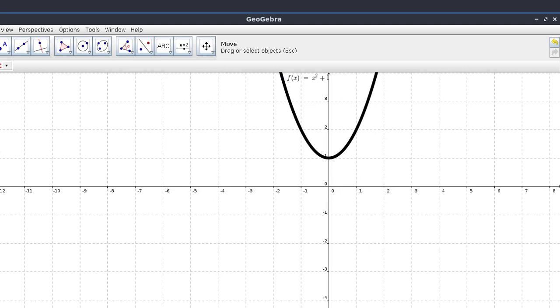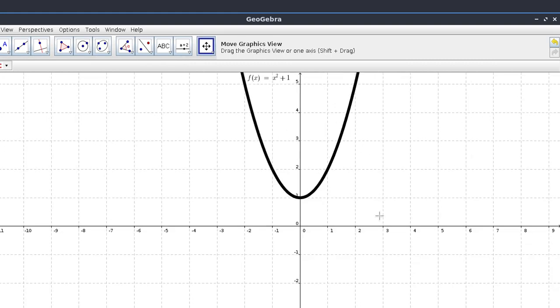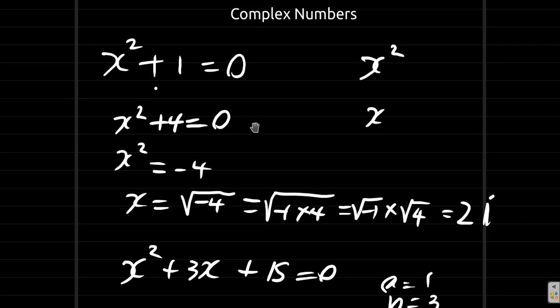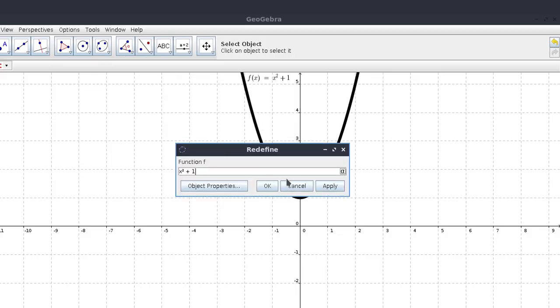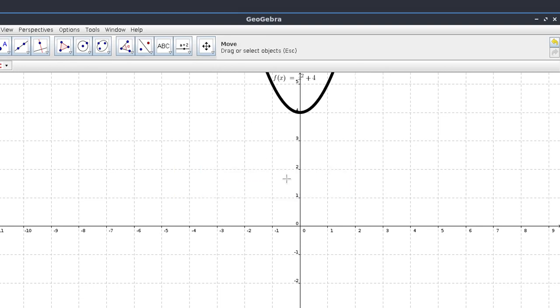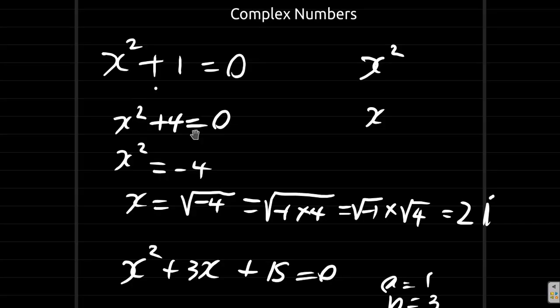You see that there are no solutions. It doesn't intersect the x-axis. The x-axis is down here. The graph doesn't intersect it. Let us look at x squared plus 4 and see what that one looks like. Let's make an adjustment to this and turn it into x squared plus 4. Here, again, it doesn't intersect. In fact, it goes even further away from the x-axis.